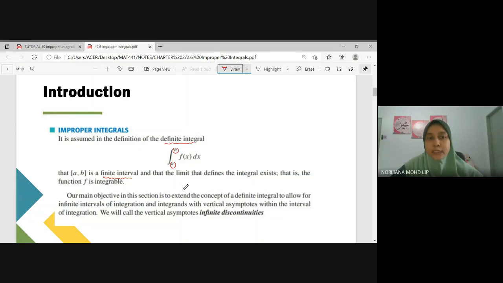So in this topic, the main objective is to extend the concept of these definite integrals to allow for infinite intervals, and integrands with vertical asymptotes, which we can call infinite discontinuities. So we expand this definite integral into the improper integrals, where improper integrals consist of infinite intervals of integration and infinite discontinuities.